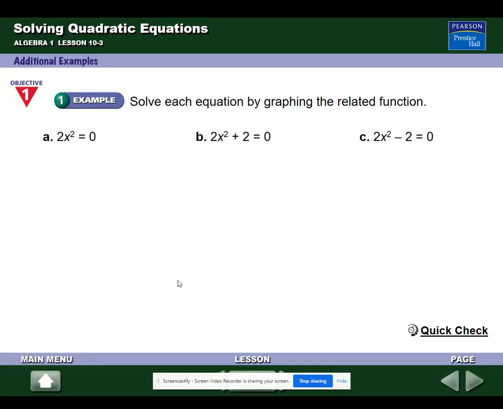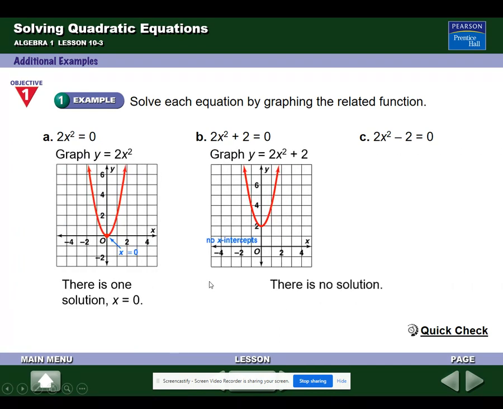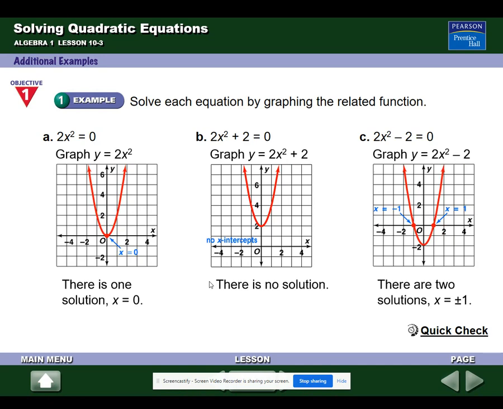Let's take a look at an example. This one here says solve each equation by graphing the related function. And 2x squared equals 0, and then 2x squared plus 2 equals 0, and then 2x squared minus 2 equals 0. So notice how related those are. And I'm going to do another one for you here on the starboard. So let me just click to their answers here and kind of explain.